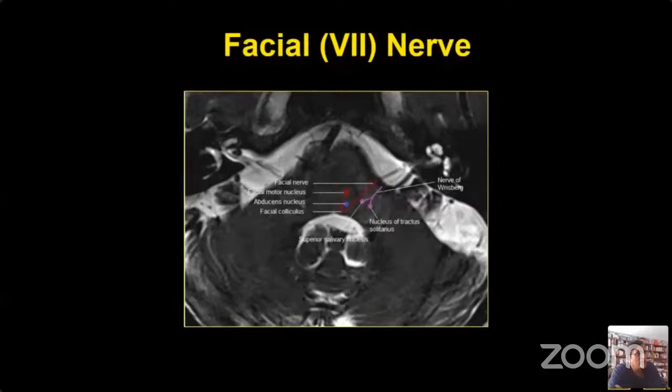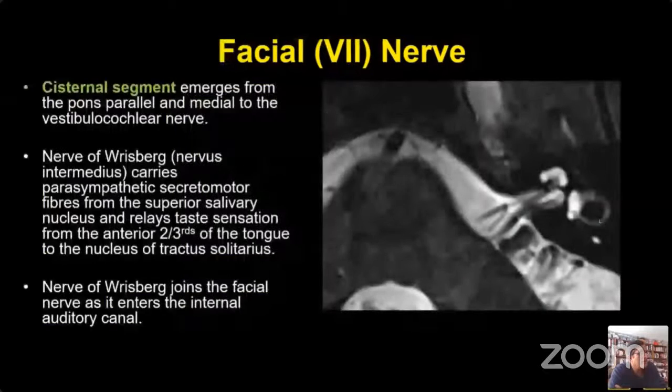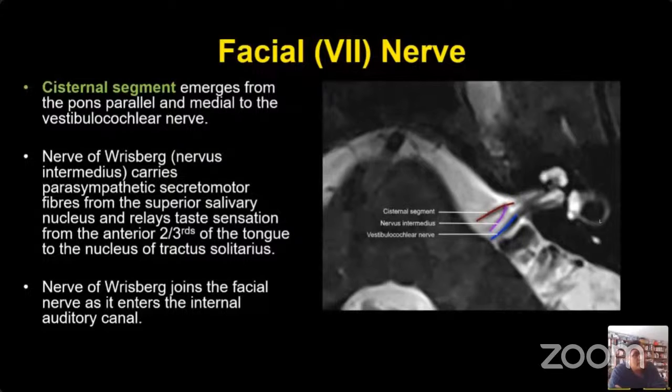This makes the nerve of Wrisberg. Then it emerges into the cisternal segment. Whenever it emerges into the cisternal segment, you can see that that is the cisternal segment of the seventh cranial nerve. This is the nervus intermedius, and that is just anterior to the vestibulocochlear nerve in the cisternal portion. So this is the CP angle cistern, and the anteriormost part is the seventh cranial nerve.